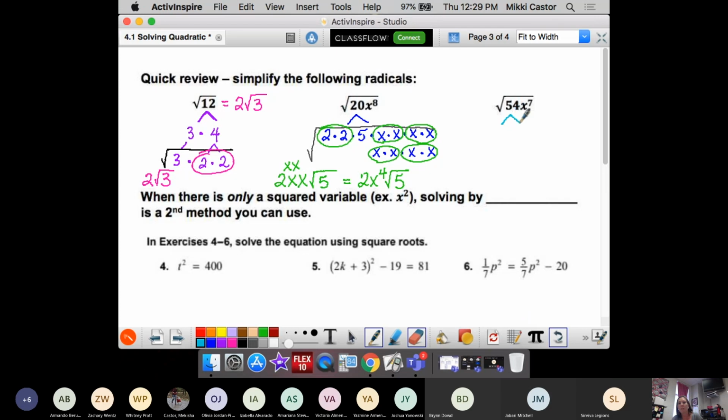So same concept with 54, I would break it down. I don't even have to use that, I don't guess. 54 would be, go ahead and do it, 9 times 6 or 6 times 9. And then you have all your x's, which I'll write down in just a minute. 6 is 3 times 2. 9 is 3 times 3. And then we have all of our x's. 3, 4, 5, 6, 7. 7 x's.